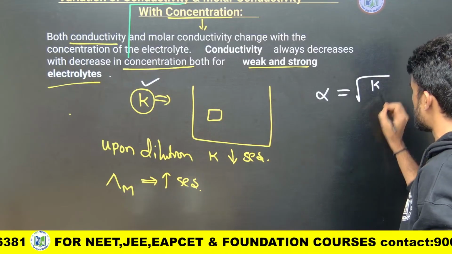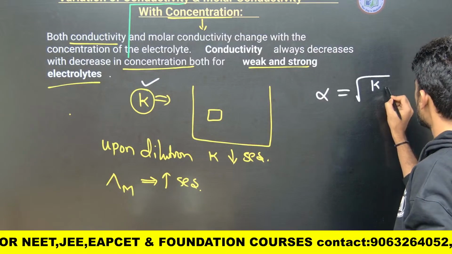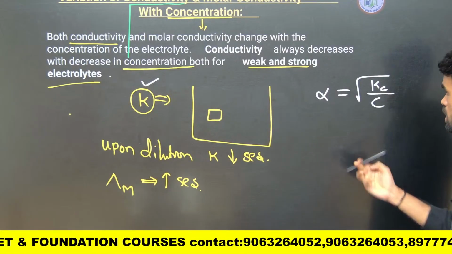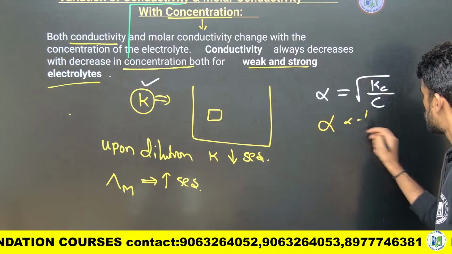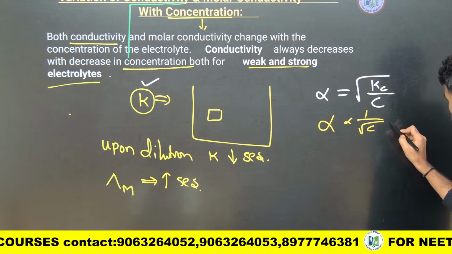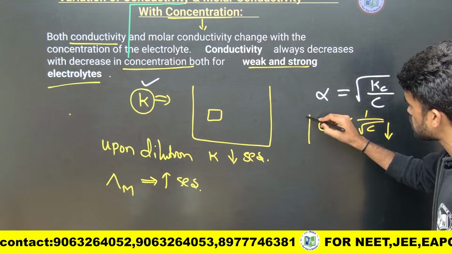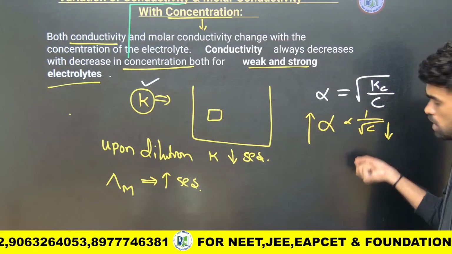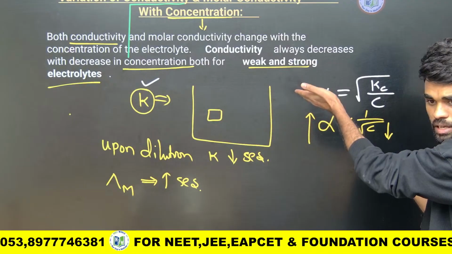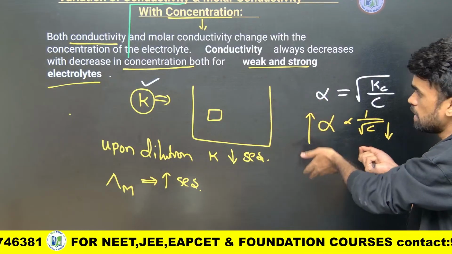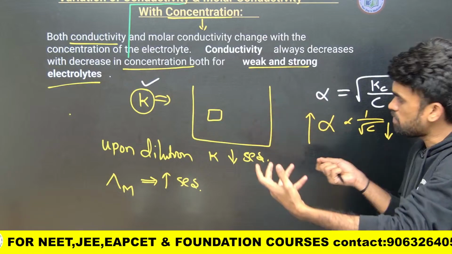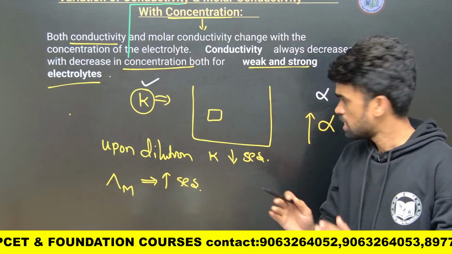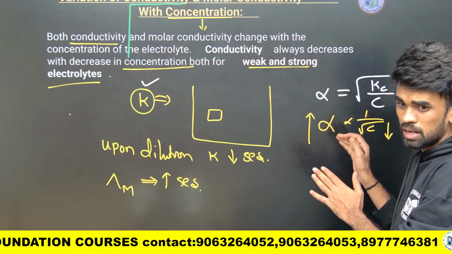For acid dissociation we write Ka by C, for base Kb by C. Let us say Kc, the equilibrium constant, by C. So alpha is inversely proportional to concentration. It means upon decrease in concentration, the degree of dissociation of the electrolyte increases. If you dilute the electrolytic solution, its degree of dissociation increases, therefore the number of ions increases. The more the number of ions, the more its conductivity. Therefore del M value increases. This Ostwald principle is applicable for weak electrolytes.